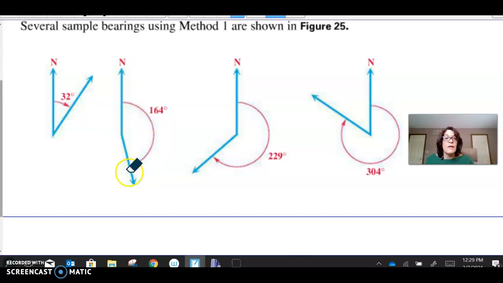From north, 164 degrees. A bearing of 229 degrees, we would go 90, 180, and a little bit more. A bearing of 304 degrees, again, clockwise direction, 180, 270, and then a little bit more to 304 degrees. That's how many degrees from due north.